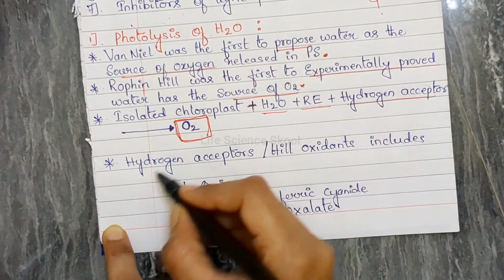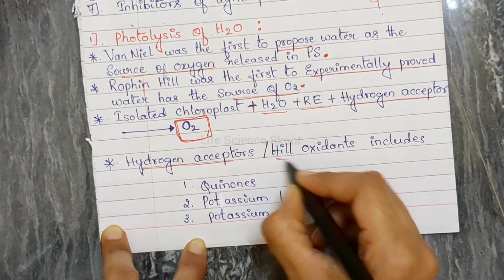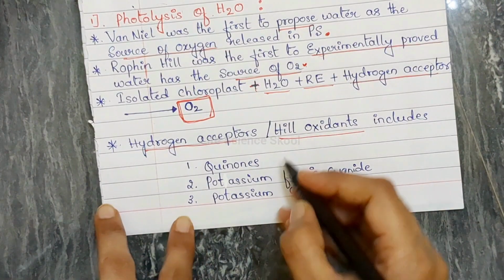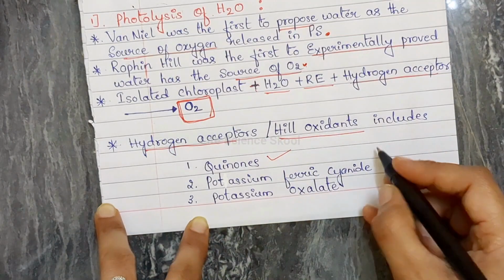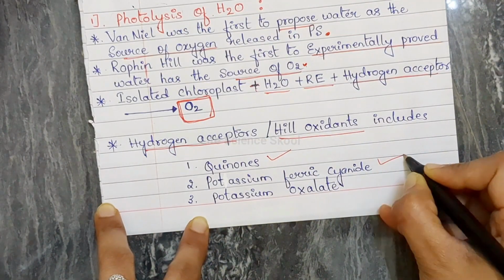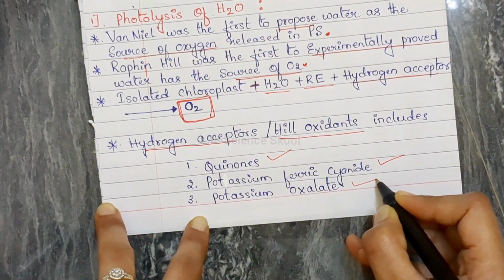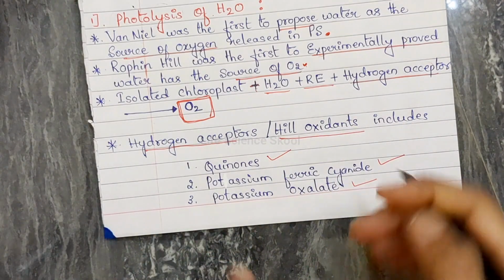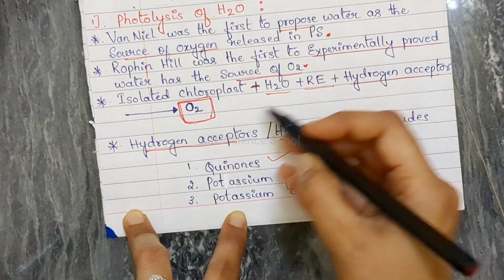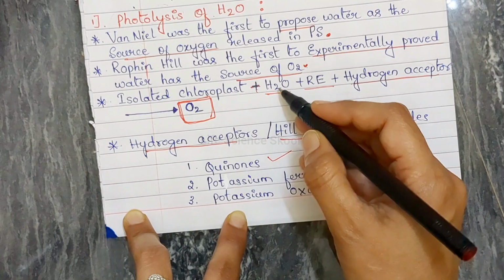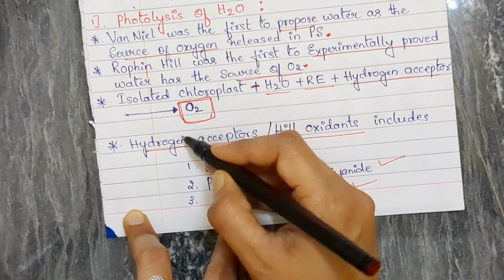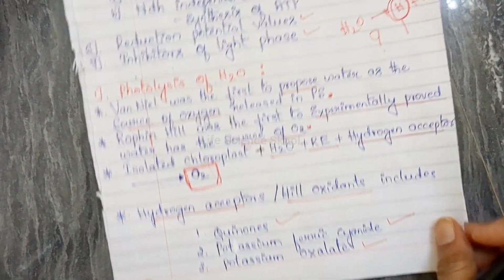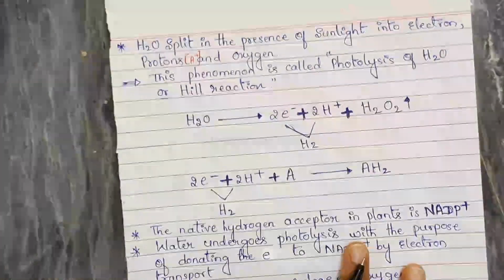Those are actually called hydrogen acceptors or Hill oxidants. Okay, those are quinones, potassium ferric cyanide, and third one potassium oxalate. These three are the hydrogen acceptors. So when these accept the hydrogen from the water, then that will lead to a release of oxygen. Now moving on to the next point.